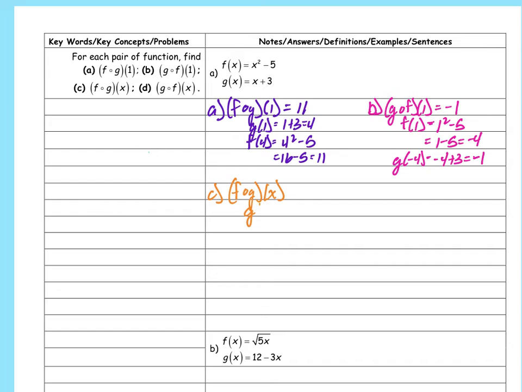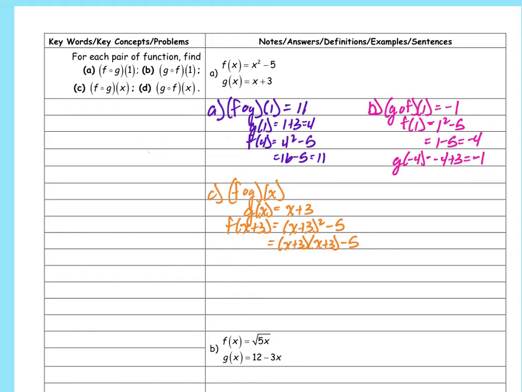So g of x is x plus 3, right? So f of x plus 3 is going to be, let's see, x plus 3 squared minus 5. Now remember, what does it mean to be squared? Well, to square something means to multiply by itself, right? So that means this is actually going to be x plus 3 times x plus 3 minus 5.